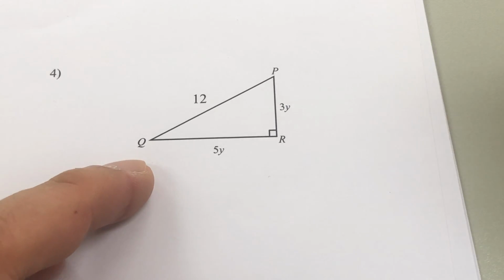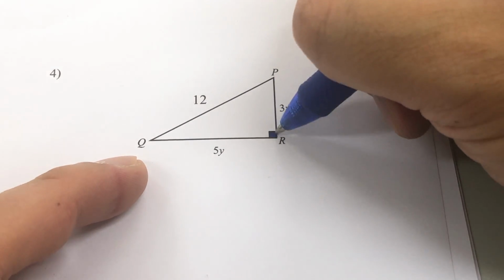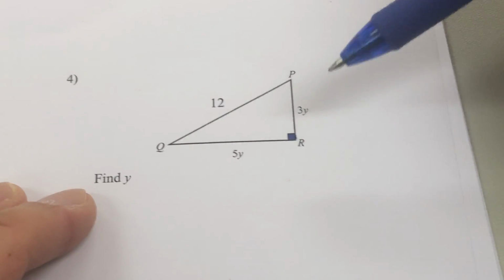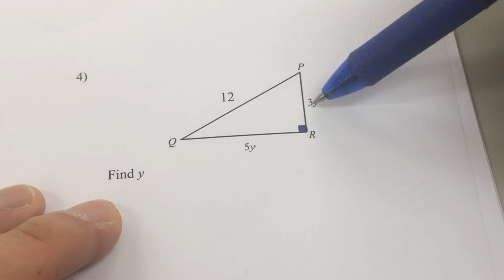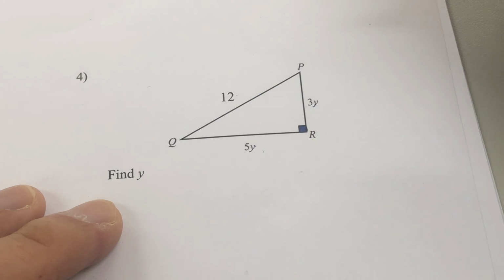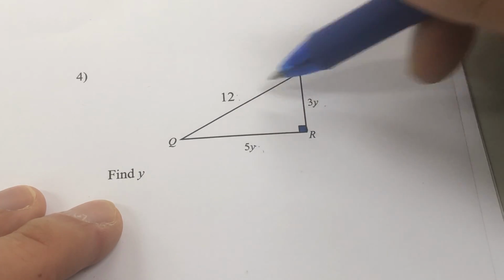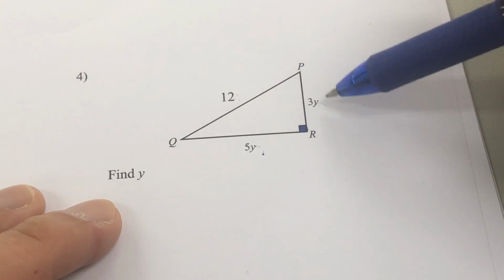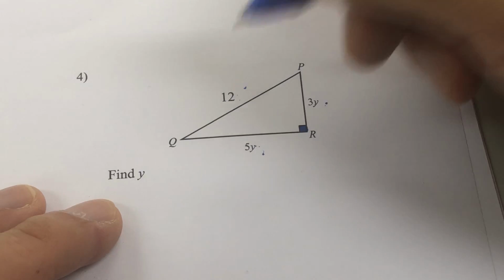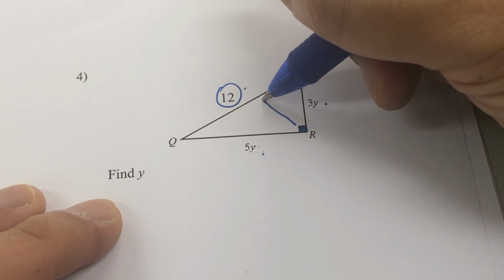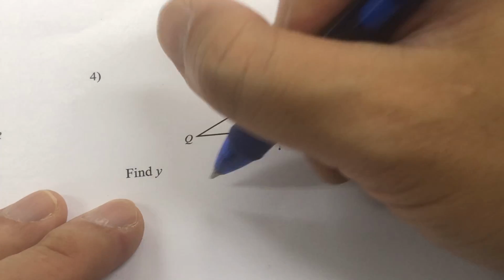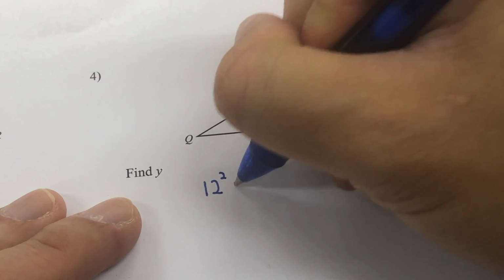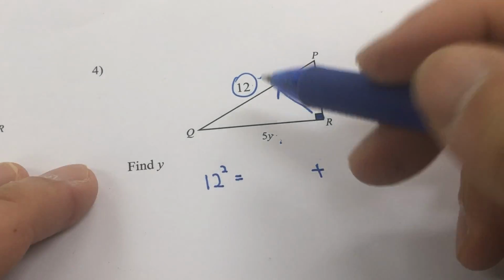Because we have a right angle here, this is a right angle triangle. So we have to write down the equation to tell the relationship among them. Could you please tell me which one is the hypotenuse? 5y, 3y, or 12? Yes, it must be 12 because this is the one opposite to the right angle. So we have to write down 12 squared equals the sum of the legs.